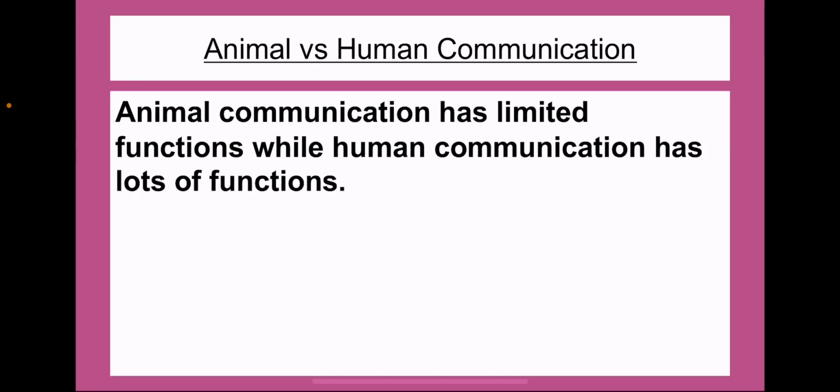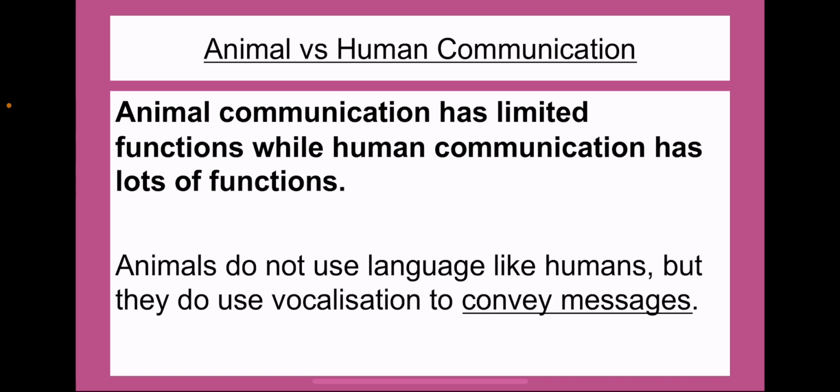As I just mentioned, a very important sentence when you're comparing animal and human communication is to know that animal communication has a limited number of functions while human communication has lots of functions. You can turn that sentence around if you want to, and say that human communication has lots of functions, a greater variety of functions, whilst animal communication has limited functions, but you need to use that sentence when making a comparison in the exam. Basically, animals do communicate, but they don't talk and use language like humans do. There's no evidence to point that out yet.